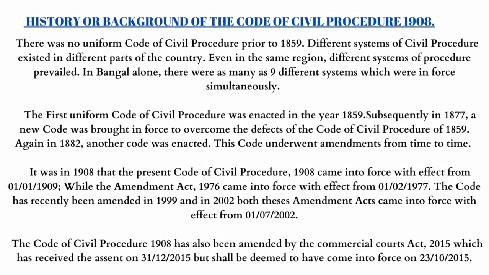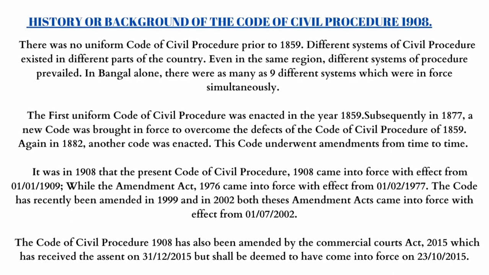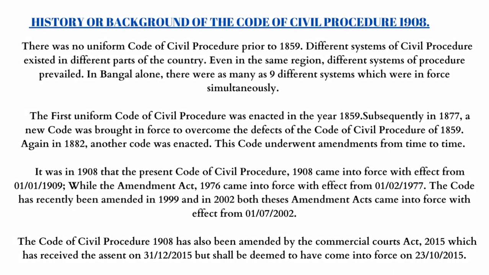The code has recently been amended in 1999 and in 2002. Both these Amendment Acts came into force with effect from the 1st of July 2002. The Code of Civil Procedure 1908 has also been amended by the Commercial Courts Act, 2015, which received the assent on the 31st of December 2015 but shall be deemed to have come into force on the 23rd of October 2015. Students, please give your attention here.